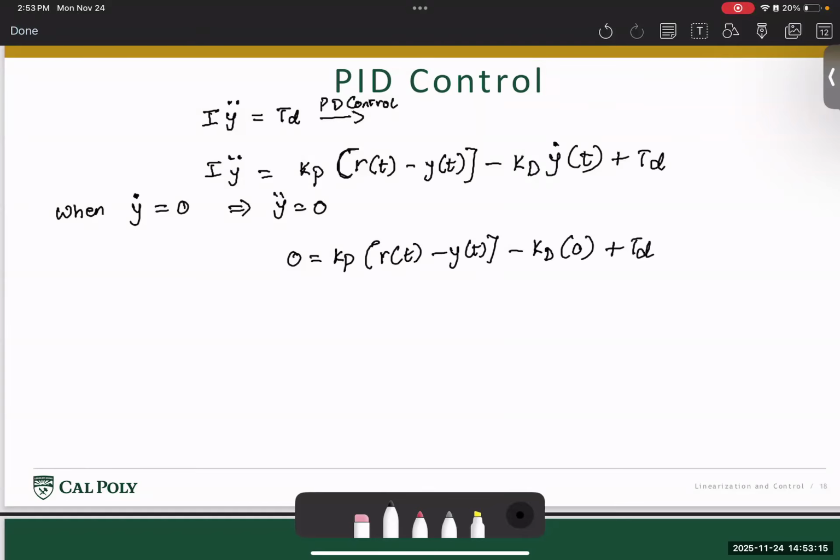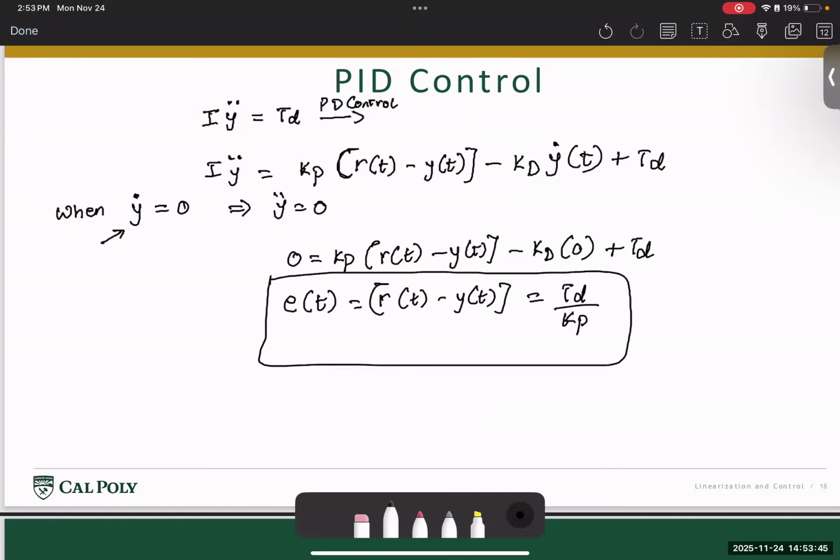Or in other case, when the system is not changing with time, which means the state of the system is constant, which is y dot of t is equal to 0 and y double dot of t is equal to 0, then even in such a case, we have some amount of error, which is E of t given by R of t minus y of t, and this amount of error is given by this equation, Td by Kp. Or in other cases, even if your system state is not changing with time, there is some amount of error present in the system, which is given by Td and Kp.